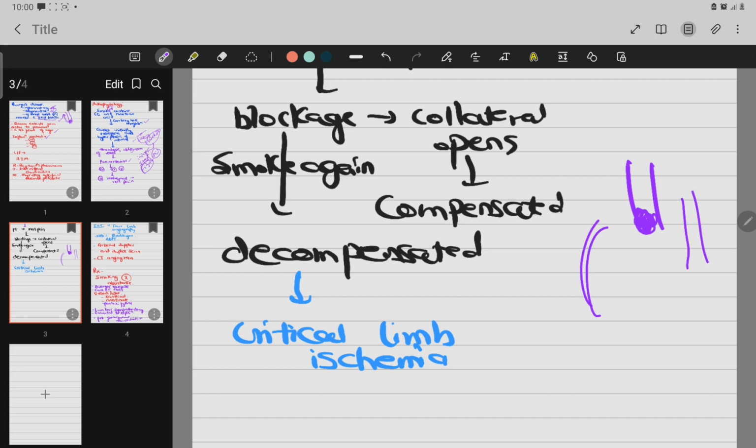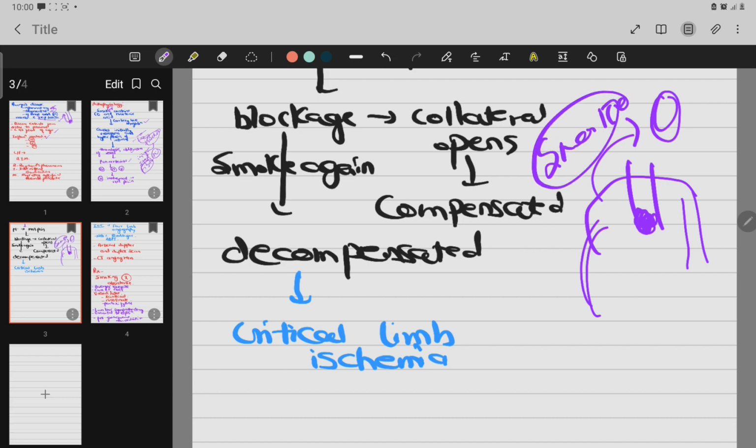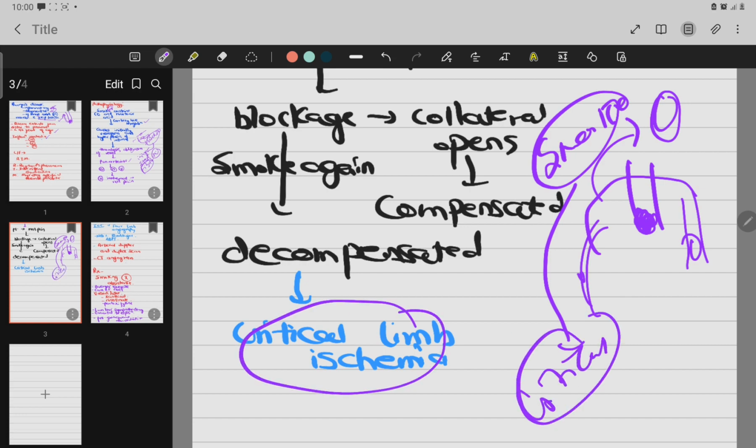Initially it is in a compensated state. If the collaterals open to provide blood supply over that region, that is called the compensated mechanism. If the patient smokes again, then these collaterals also block. As a result, there is critical limb ischemia. In this way we can describe the pathophysiology.